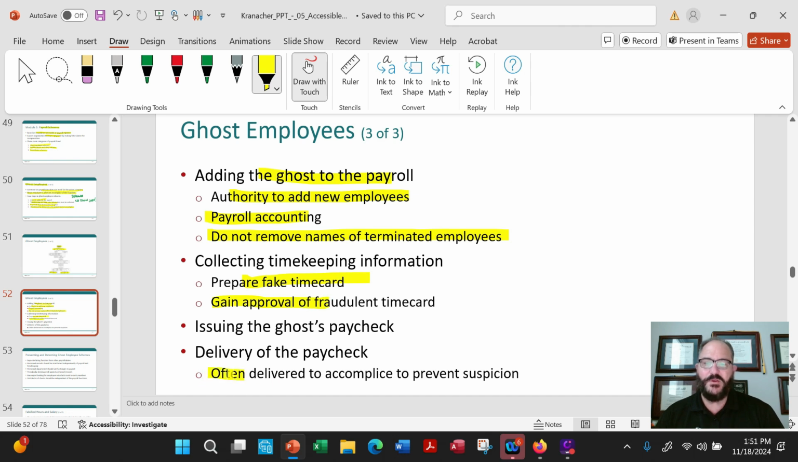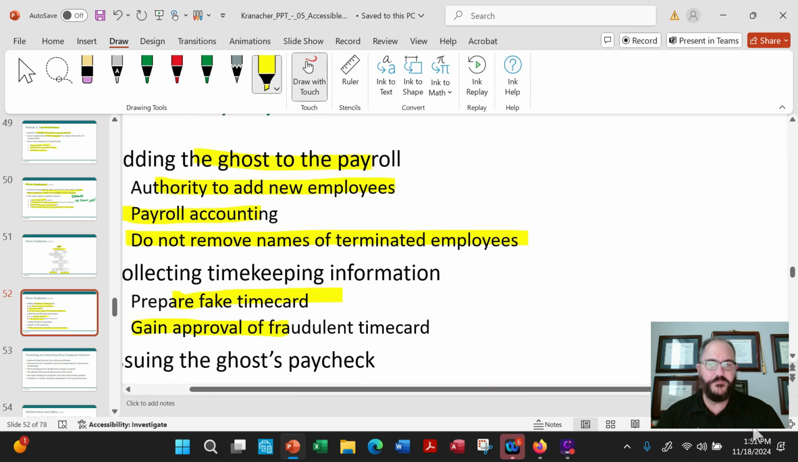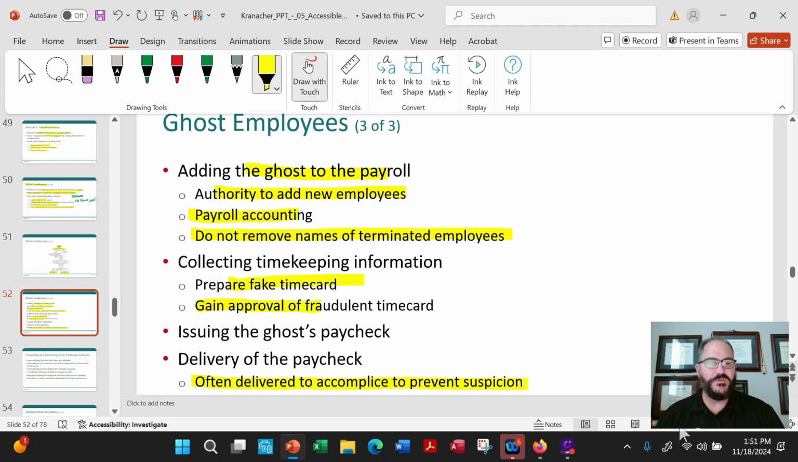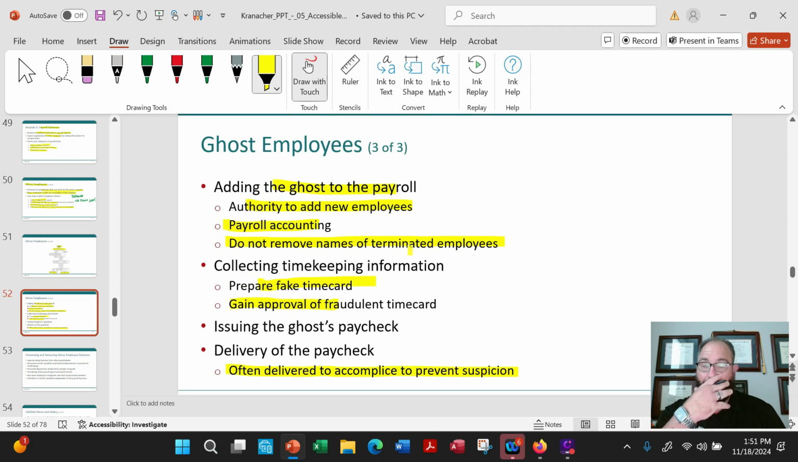Notice the paycheck is delivered to the accomplice to prevent suspicion. Well, that's because otherwise you won't be able to get the money. So what they do is they send it over to the accomplice and then they split it up later on. Okay.